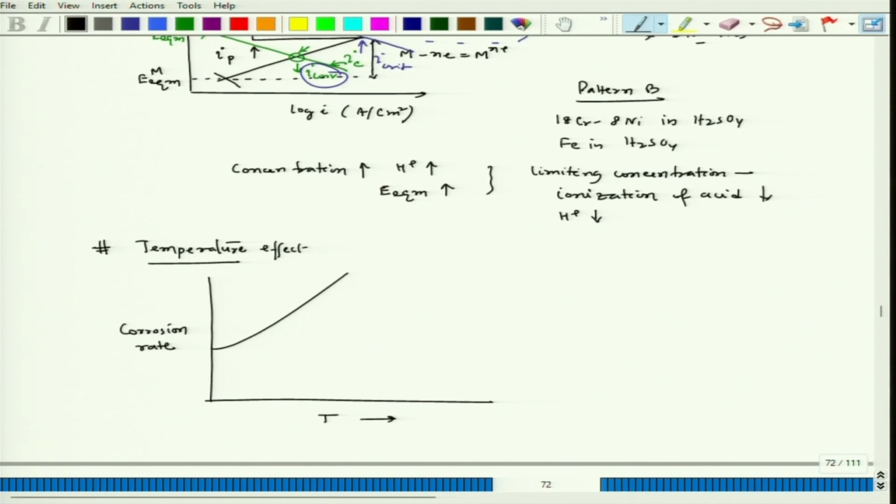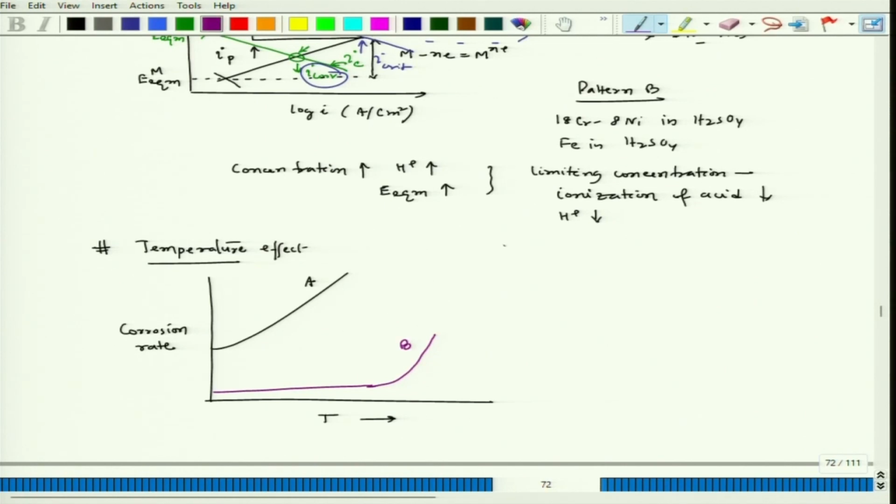Now, in some cases, with increase in temperature there could be a limited effect, but once the temperature goes up beyond a certain limit, the corrosion rate can shoot up. Okay. So, it can be like this. Let us say it maintains a low corrosion rate up to a certain temperature range, and then suddenly it shoots up. Okay. So, this particular behavior can also be observed. That means we have two patterns, pattern A and pattern B.